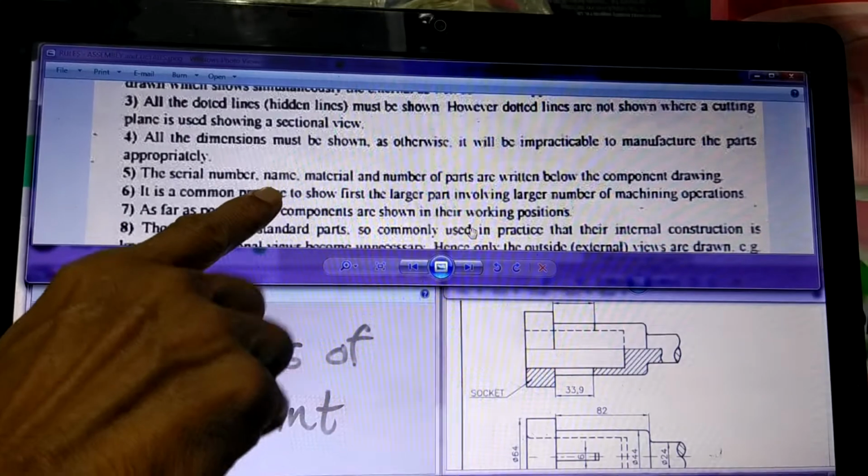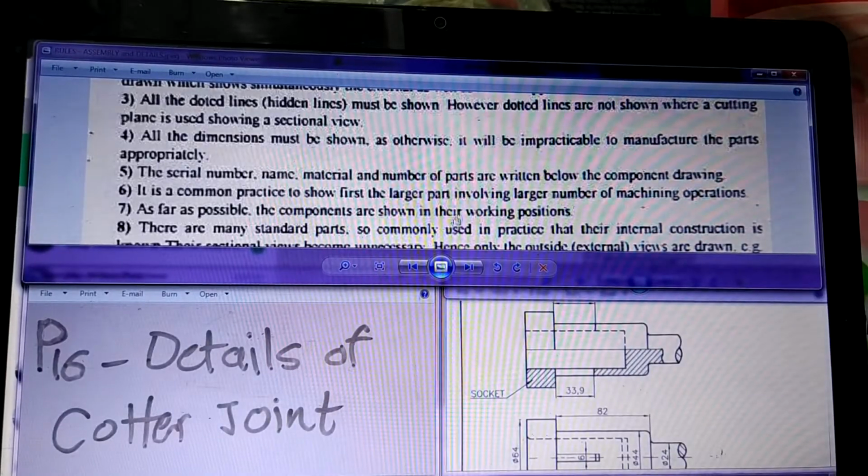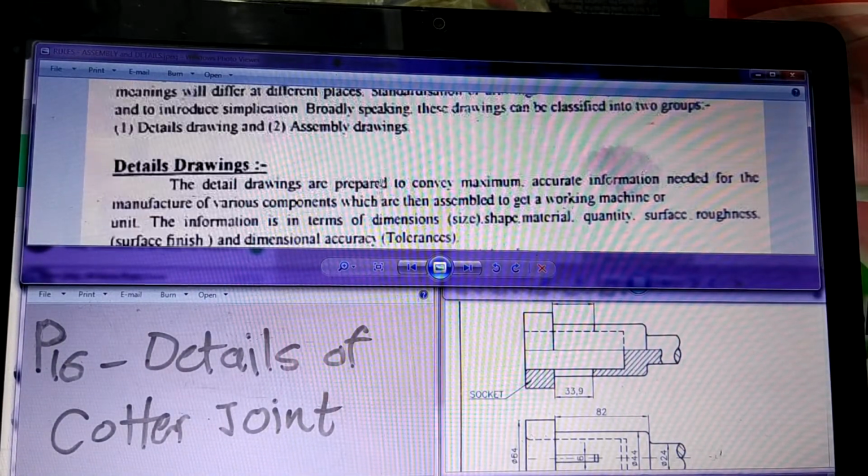Today's topic is practice sheet number 16, details of quarter joint. Here you will be given the assembly of the quarter joint as a question, and you have to draw the details of the quarter joint, that is the answer. That is how it is going to be. Now we are going to read certain rules which are already there before we start.